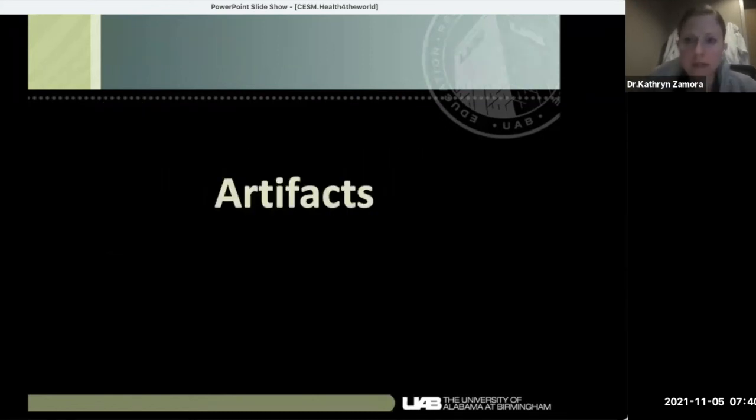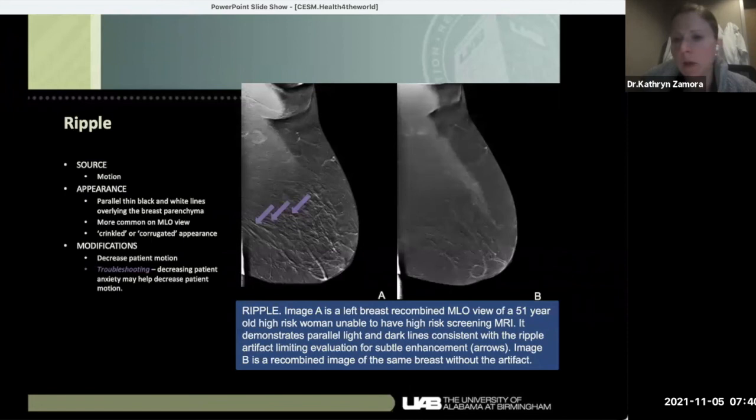So our last section, we'll just talk about a couple of artifacts here that we can come across on contrast enhanced mammography that we need to be aware of, so where our interpretations are not limited. Ripple artifact is one that we commonly see, and this is related to motion. Basically, you can see these kind of parallel black and white lines on the recombined images here, denoted by the purple arrows. And it's more commonly seen on the MLO views, where there tends to be more motion. It can be sometimes called a crinkled or corrugated appearance.